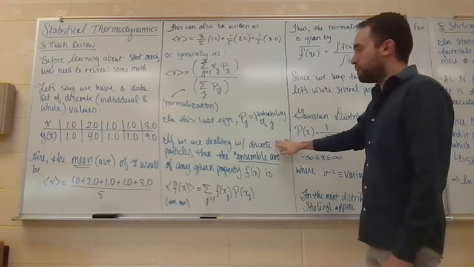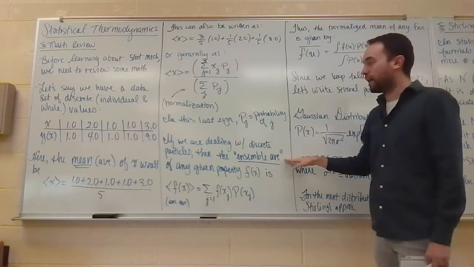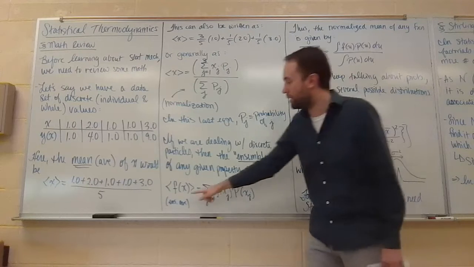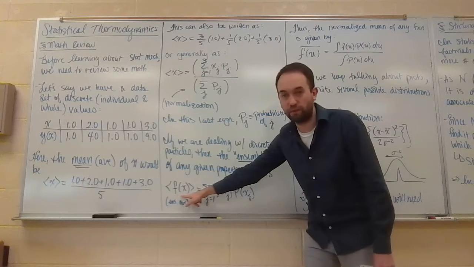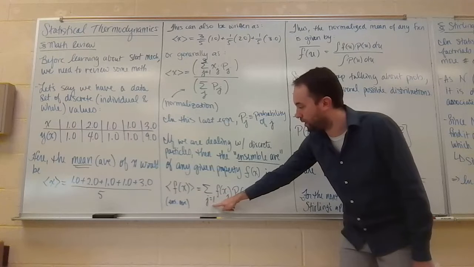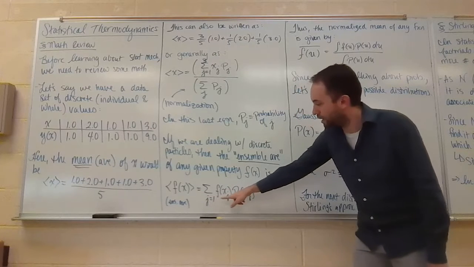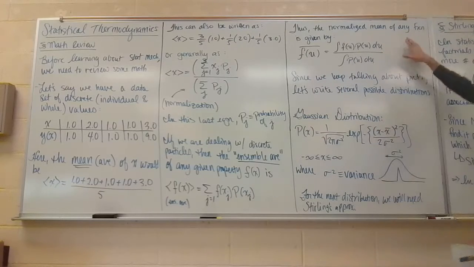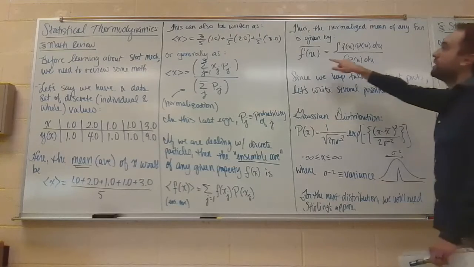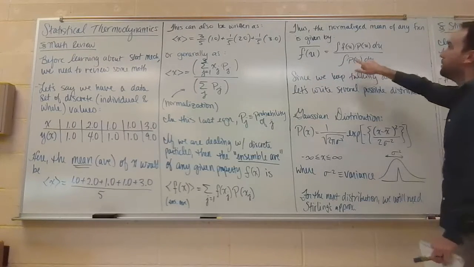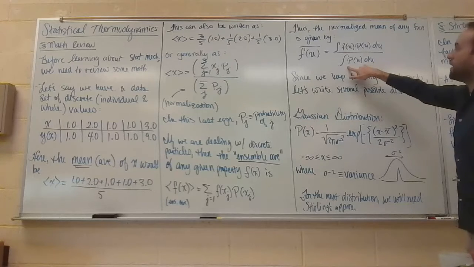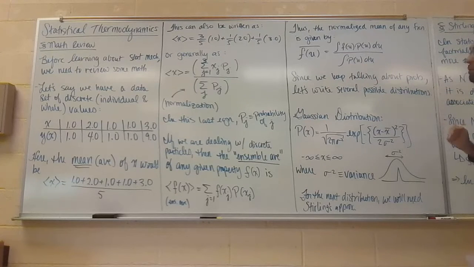If we are dealing with discrete particles, then the ensemble average of any given property, which would be a function of x, is going to be the ensemble average of our function f of x is equal to the sum on j, starting at 1, of our function of x times our probability of x. Okay? Thus, the normalized mean of any function would be given by f bar of u, which is going to be the integral of f of u, p of u, integrated over u, divided by the integral over our probabilities.